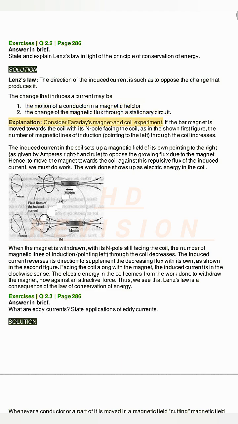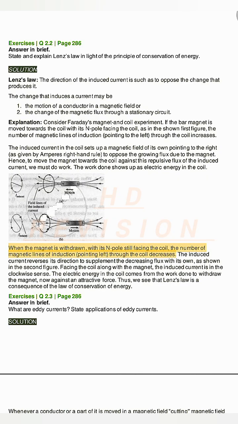Explanation. Consider Faraday's magnet and coil experiment. If the bar magnet is moved towards the coil with its end pole facing the coil, as in the first figure, the number of magnetic lines of induction pointing to the left through the coil increases. The induced current in the coil sets up a magnetic field of its own pointing to the right, as given by Ampere's right-hand rule, to oppose the growing flux due to the magnet. Hence, to move the magnet towards the coil against this repulsive flux of the induced current, we must do work. The work done shows up as electric energy in the coil.